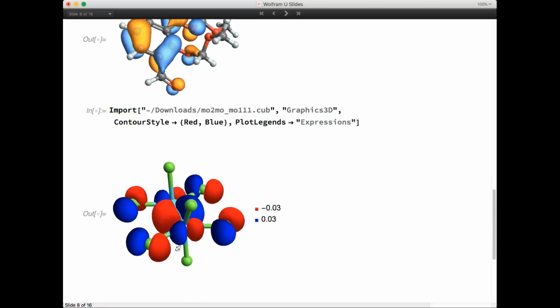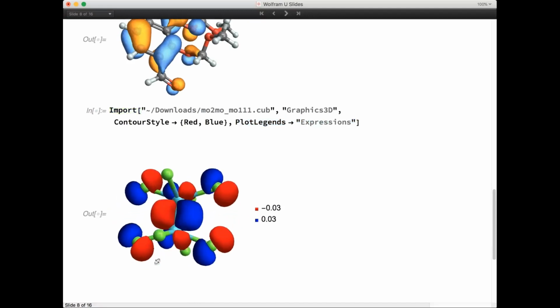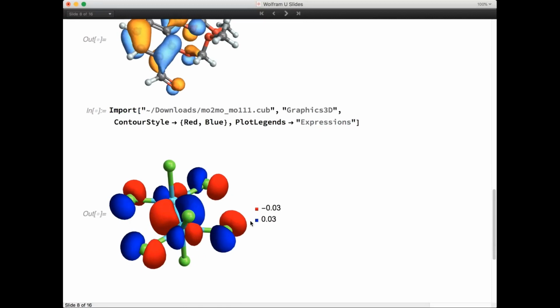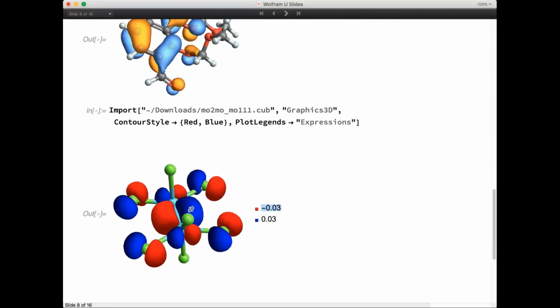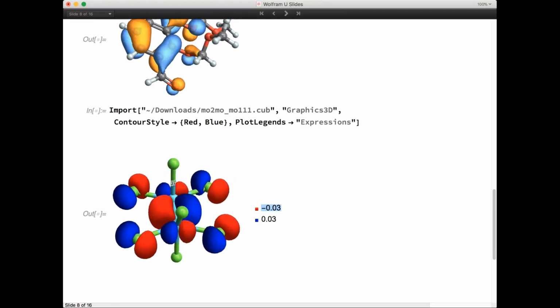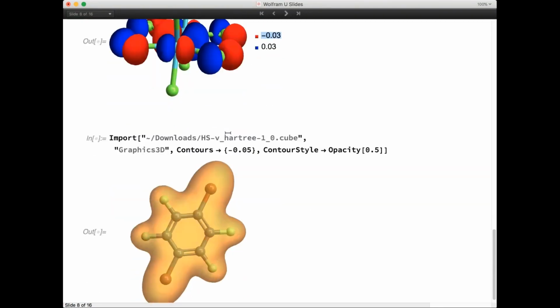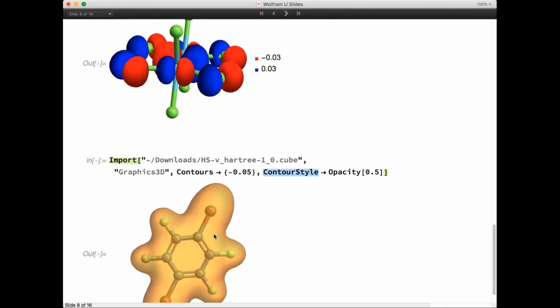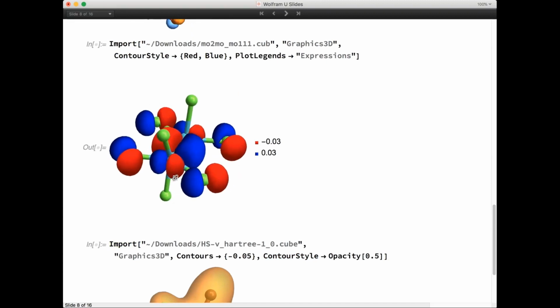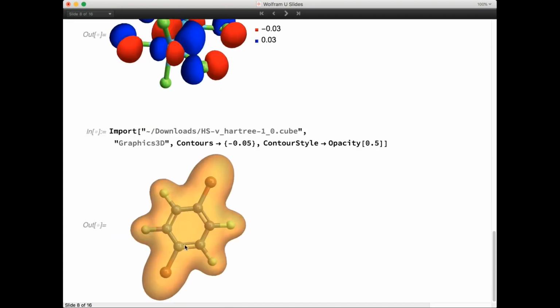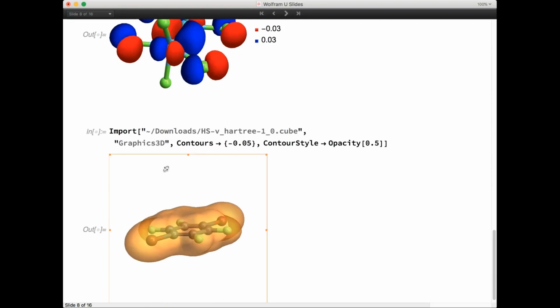And so essentially these are isosurfaces of the, let's see, this is not the density, so this must be the wave function of this particular orbital. And yeah, you could set the value of those contours that you want to plot, like this. You can give it a contour style saying that you want some opacity. Right, so this is an example of a wave function, and here we have an example of density being imported, because you see it's all positive.